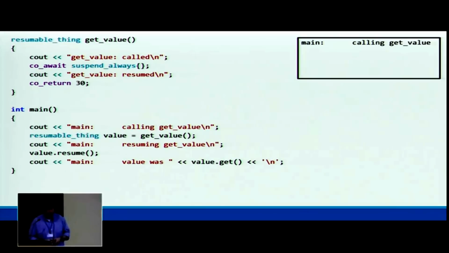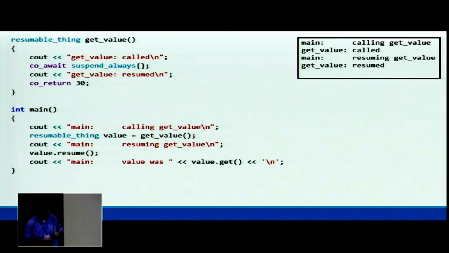So first, main prints, I'm calling getValue. Okay, great. We're inside of the getValue function. We print out, great, getValue was called. And then we suspend. Then in main, control returns to main, and we print that we're resuming getValue. And so we call resume on our resumable thing, and we re-enter control of getValue, and we print out getValue resumed.